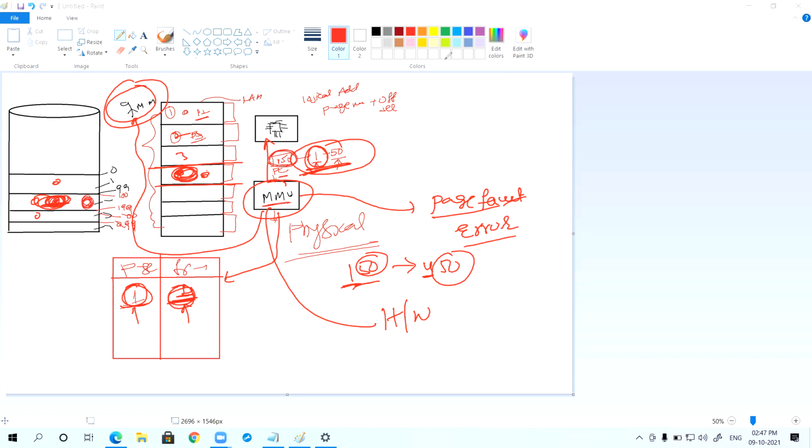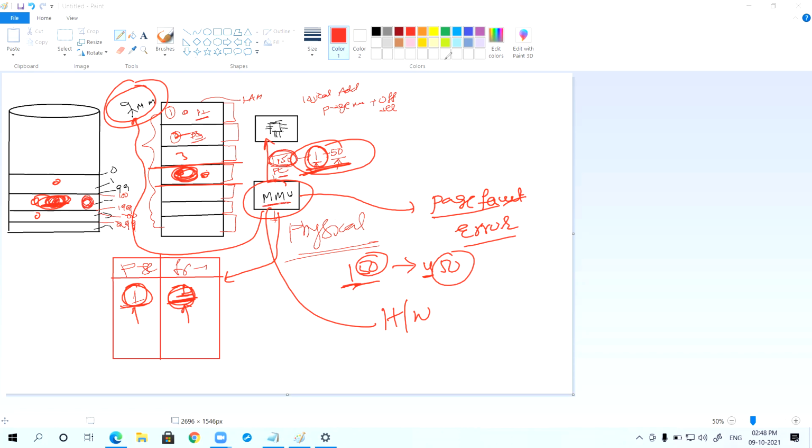Who will demand the page? The MMU will demand the page from the MM. Once the page is demanded, what is the memory manager's job? To load the page into a frame. After loading the page into the frame, what does it need to do? It needs to update the page table.